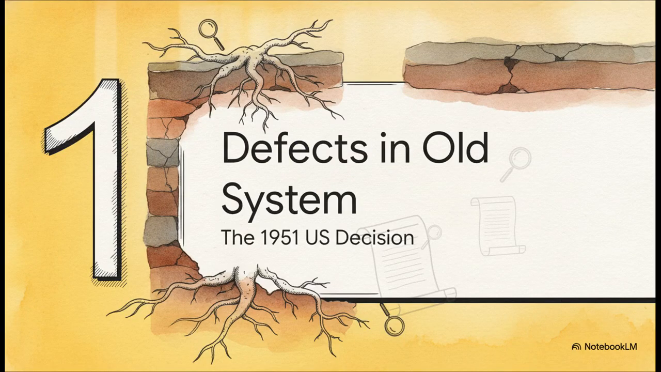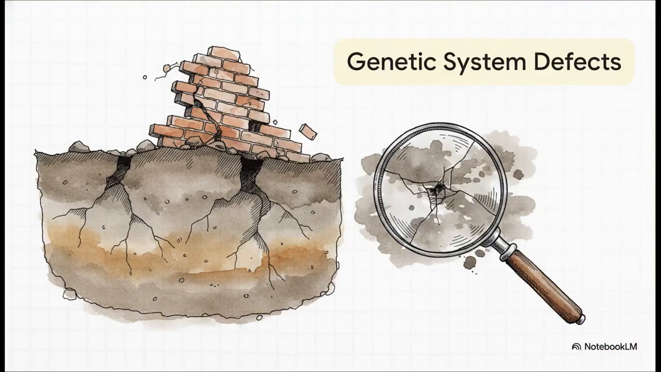All right, let's jump right into Section 1, Defects in Genetic Classification, specifically focusing on the 1951 U.S. decision. Okay, let's set the scene. Back in 1951, a massive decision was made in the United States to develop an entirely new classification system. Why? Well, because the existing genetic system had some severe foundational flaws.